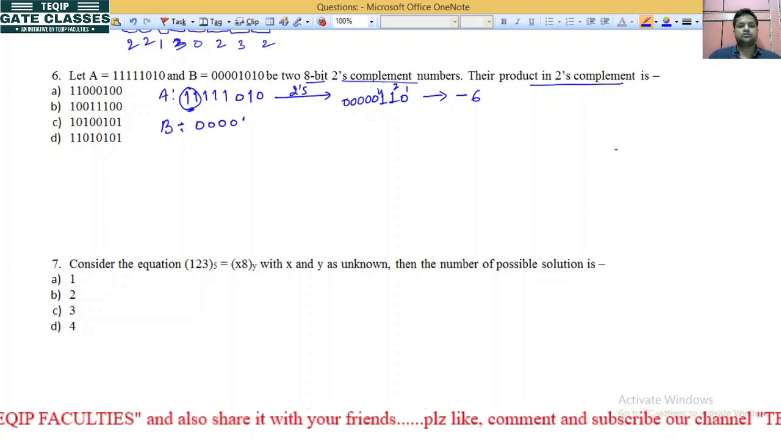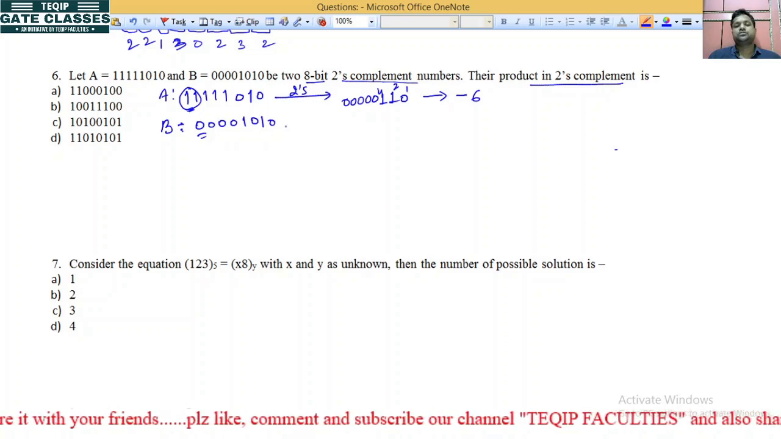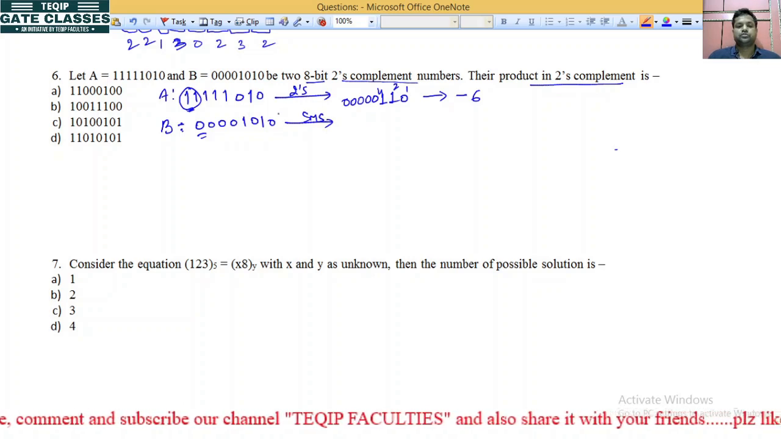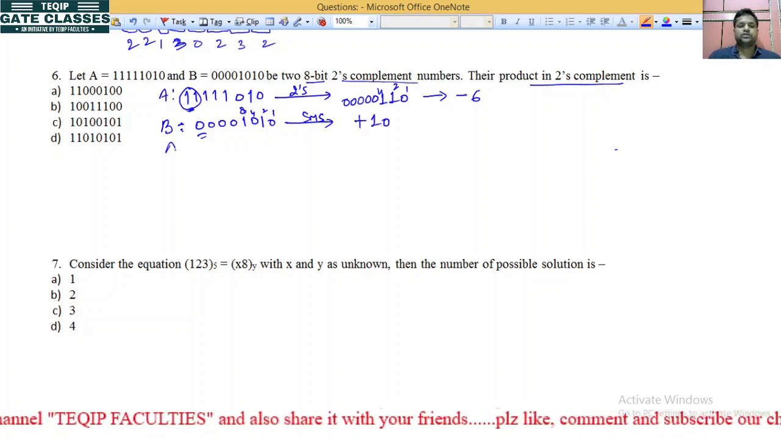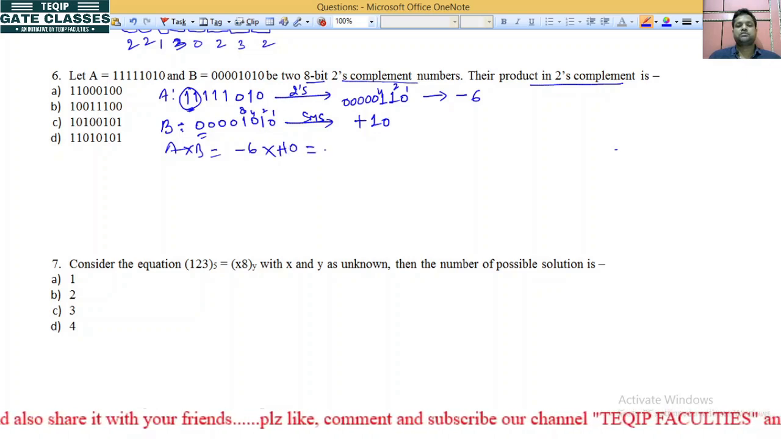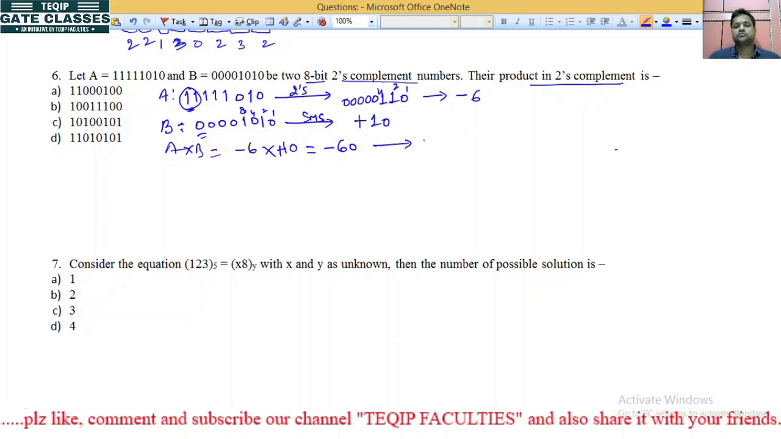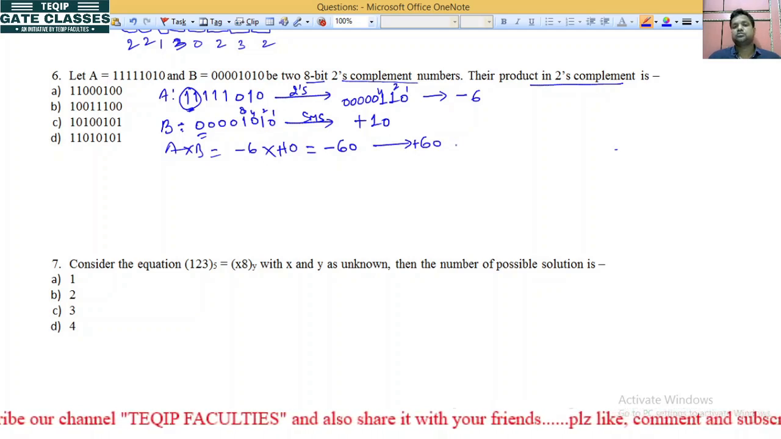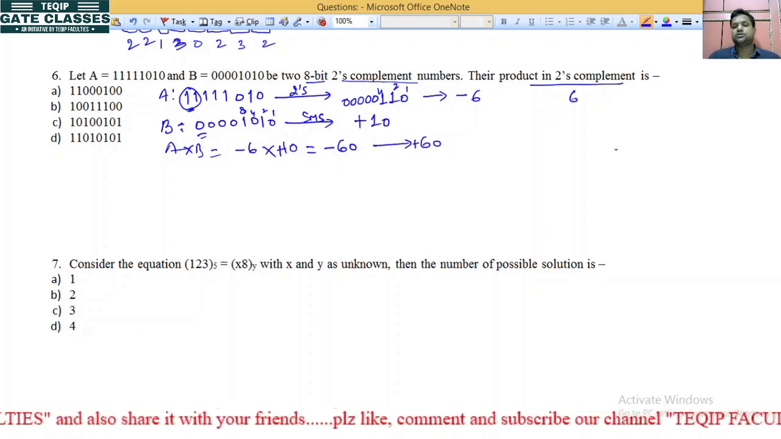B will be 0 0 0 0 1 0 1 0. Since the sign bit is 0, the number is positive, and the bits are in sign magnitude system. So 2 plus 8 is 10, plus 10. So A into B will be minus 6 into plus 10, it will be minus 60. First of all, we have to change it to plus 60, okay, because we want the binary representation in 2's complement.